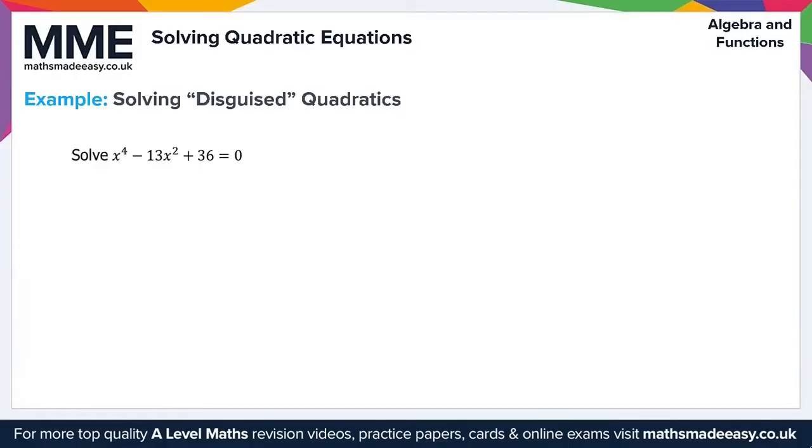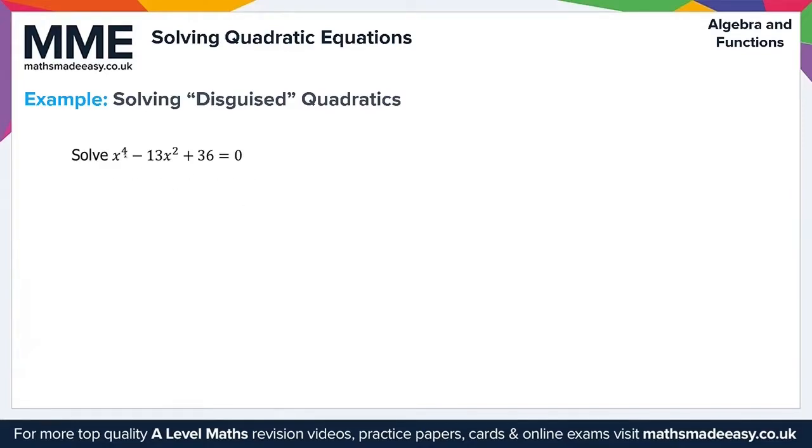In this example on quadratic equations, we're looking at solving disguised quadratics. Now we're asked to solve x to the 4 minus 13x squared plus 36 equals 0. And at first glance this looks rather tricky. However, we can use a clever trick here to find a more appropriate form to solve this in, which is much easier to work with.